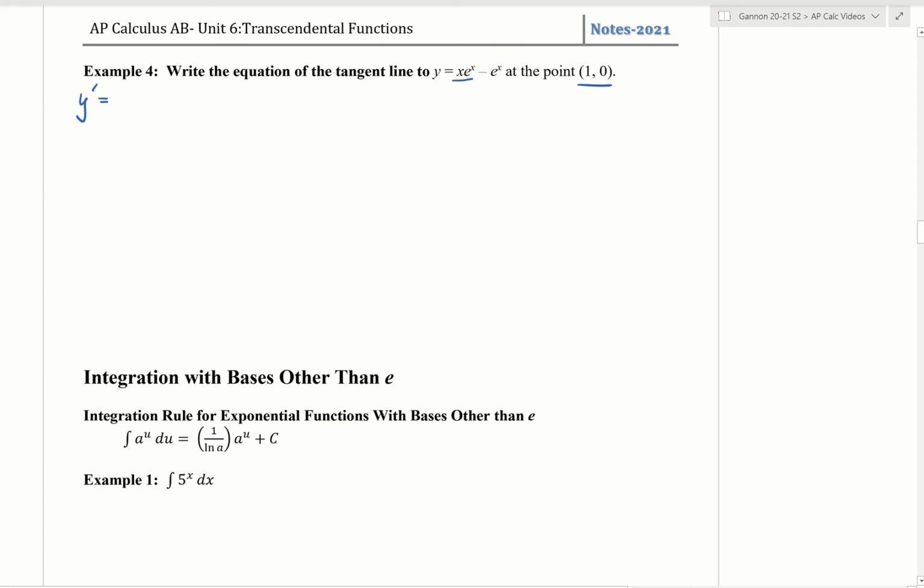So the derivative of x is 1 times e to the x, plus the derivative of e to the x, which is e to the x, times x. So that's x e to the x. And then it's going to be minus the derivative of e to the x, which is e to the x. All right. As you look at that, the 1 e to the x and the negative e to the x are going to cancel. So the derivative is x e to the x.